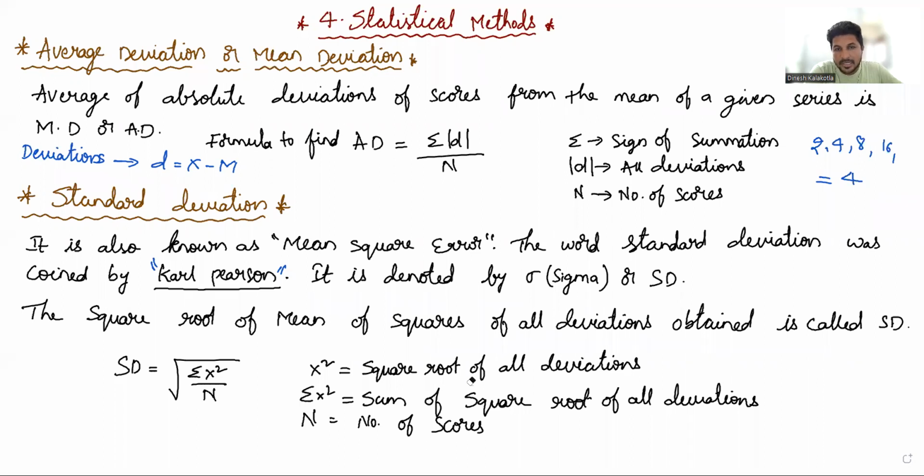Average deviation is equal to the sum of all deviations, where d is the deviation and n is equal to the number of scores. So the sum of all deviations by n gives us the average deviation, also called the mean deviation.